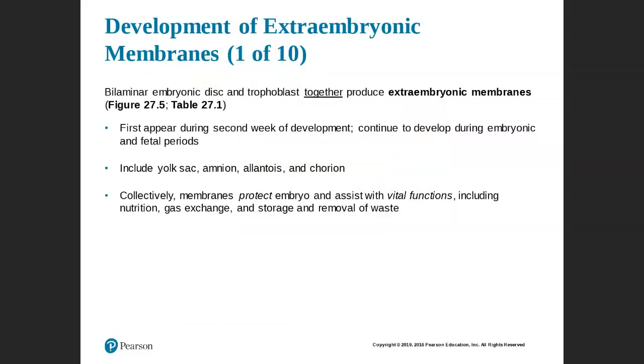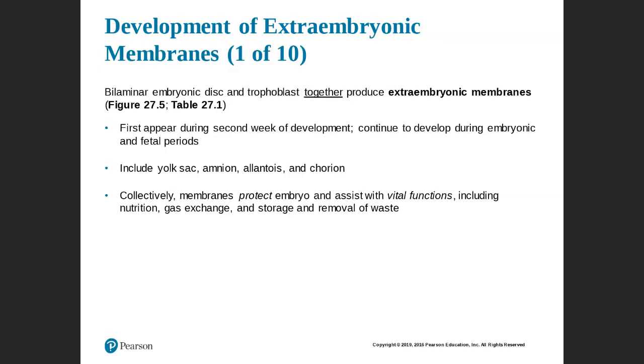So the bilaminar embryonic disc and the trophoblast together produce the extraembryonic membranes. They first appear during week 2 of development. They continue to develop during embryonic and fetal periods. They include the yolk sac, the amnion, the allantois, and the chorion. Collectively, the membranes protect the embryo and assist with all vital functions, including nutrition, gas exchange, and storage and removal of waste. Of course, the yolk sac will eventually become the source of many of our blood cells.